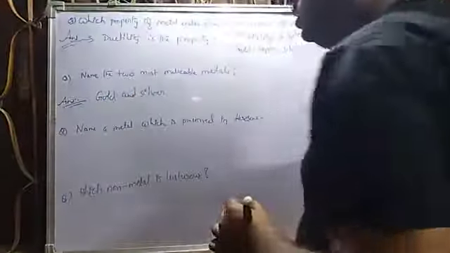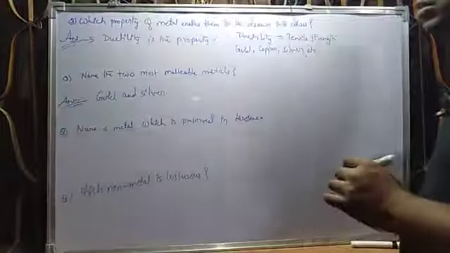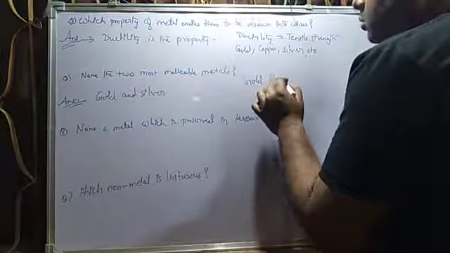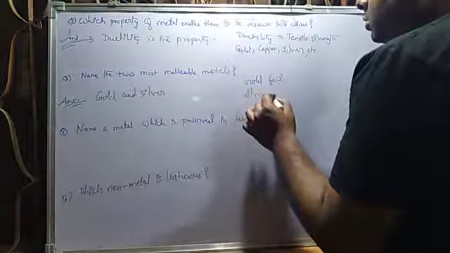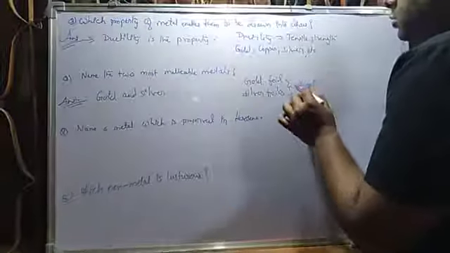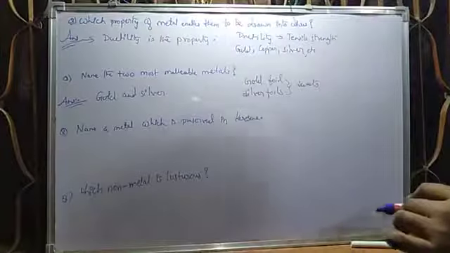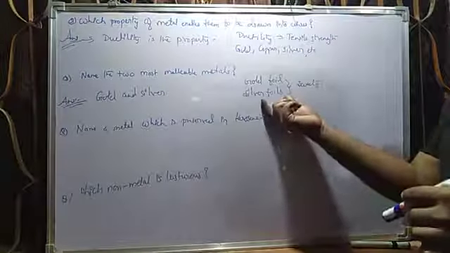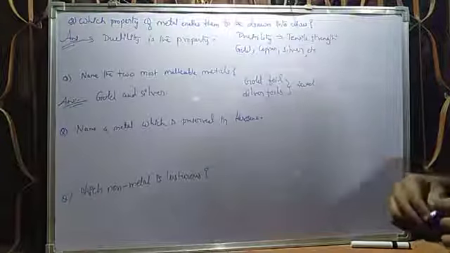Next question he is asking here: name two most malleable metals. The two most malleable metals are gold and silver. You have heard about gold foils or silver foils, which are generally used for sweets coating. In India we use them for sweet coating. In Hindi we call it chandi ka work. We generally see them on the sweets.